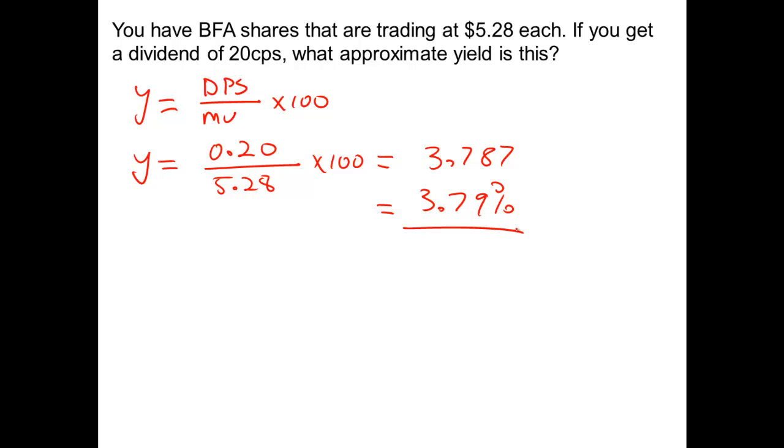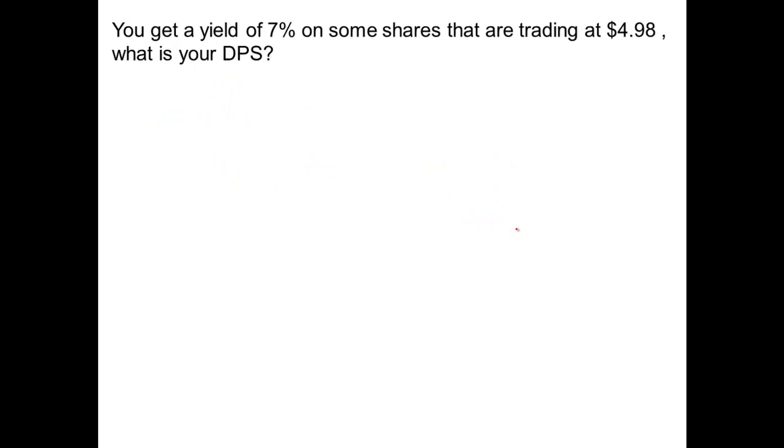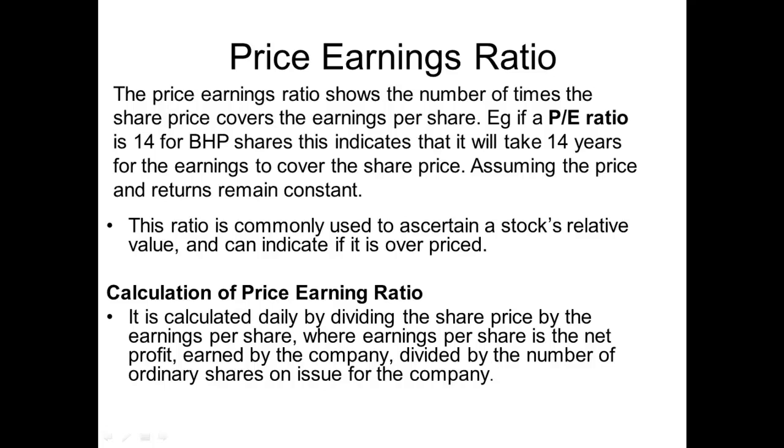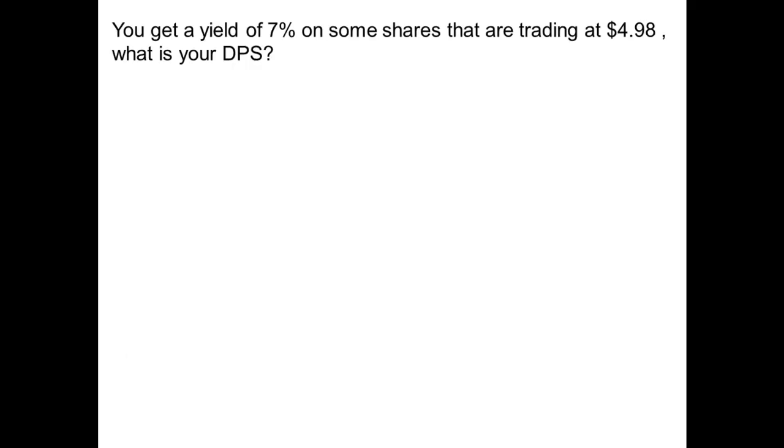Now, if you want to work it around the other way, make out you've got a question where you've got the yield as a percentage, but you don't know what the dividend per share is. So what we do is a bit of a rearrangement. So let's have a look. At the moment we've got our yield equals the dividend per share divided by market value times by 100.